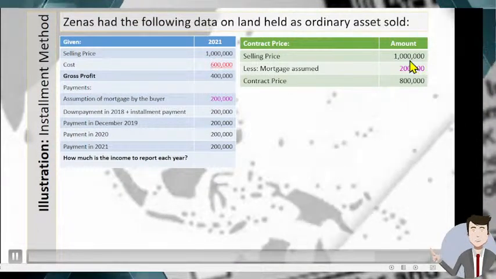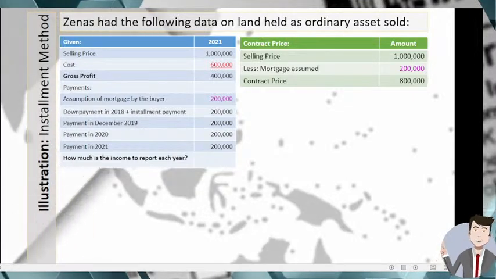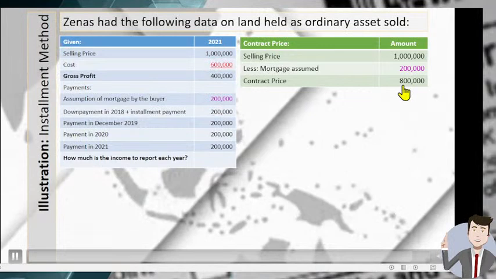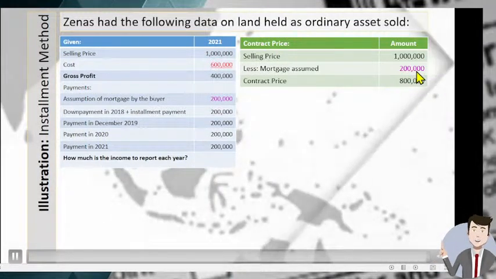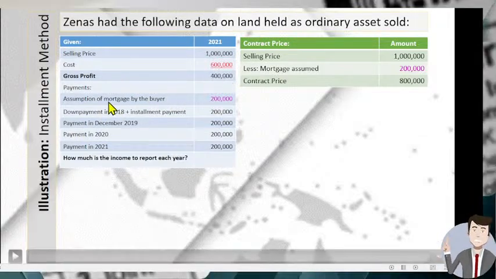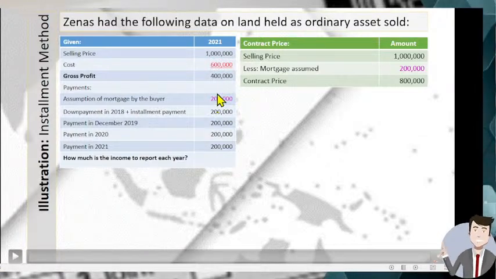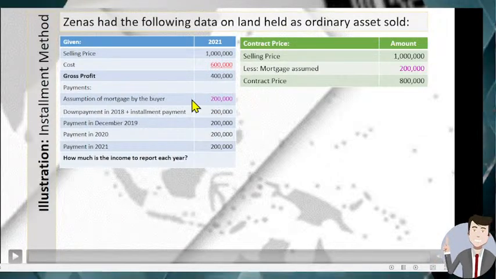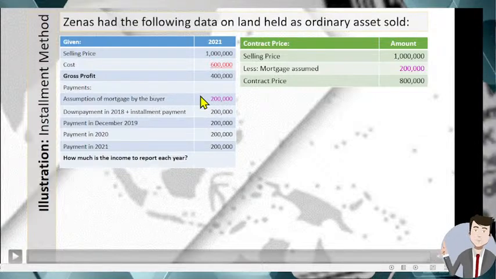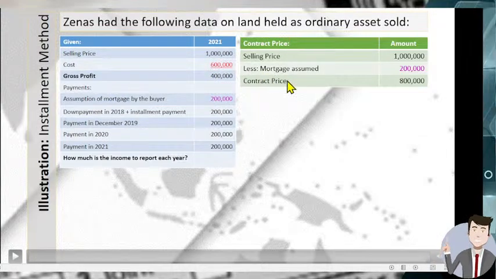So in our case, that's given 1 million. Then we have to deduct the mortgage assumed by the buyer. So that's 200,000. And compare, if ever, that the mortgage assumed by the buyer is more than the cost of the asset sold, there is an excess. Simply looking at the illustration or the given information, the mortgage assumed by the buyer is less than the cost. So that's why there is no excess.